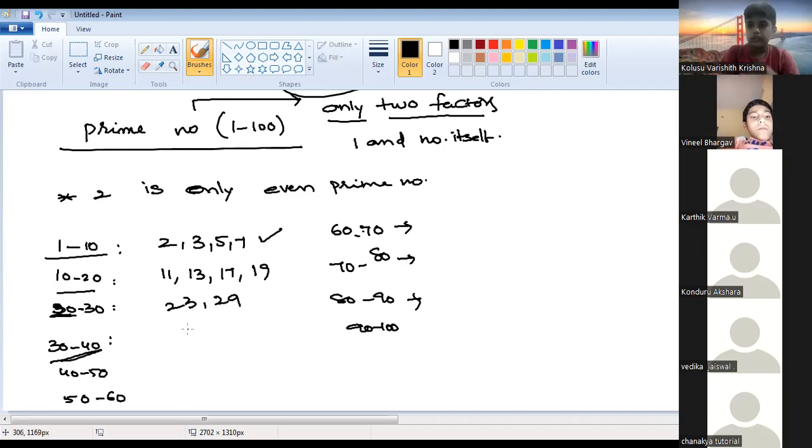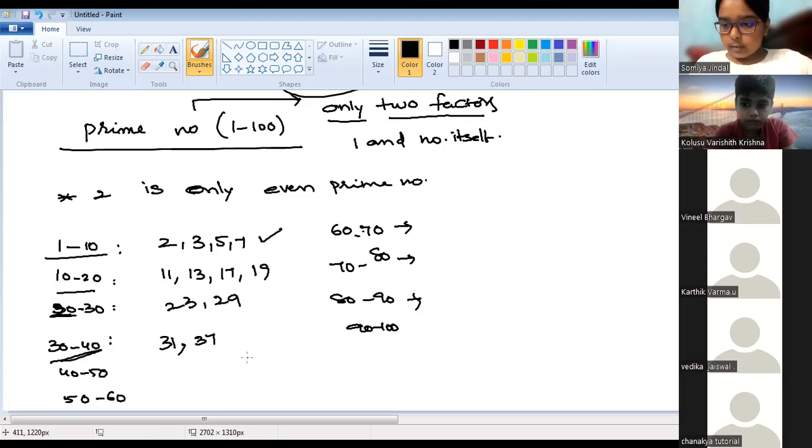Soumya, please. Ma'am, 31. Ma'am, 37. 33 also, ma'am. 33 comes in the 3 table, so 33 is not prime. Ma'am, only these two, 31 and 37. Yes, not more.